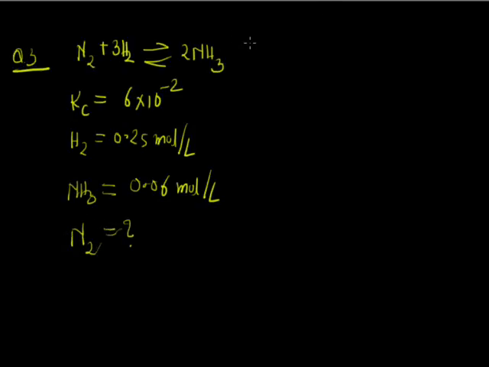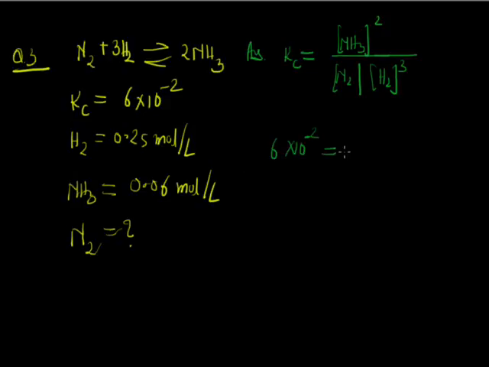So for solving this question, first write the Kc. Kc equals NH3 squared upon N2 into H2, its power becomes cubed. So here the value of Kc is 6 into 10 to the power minus 2. The value of NH3 is 0.06, so there is a square of 0.06.